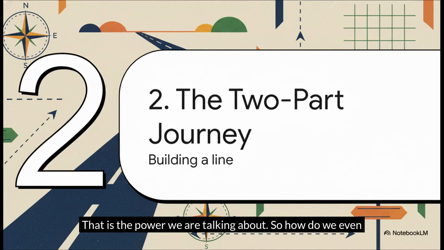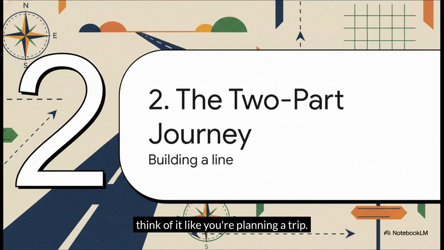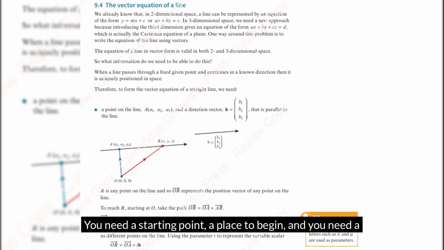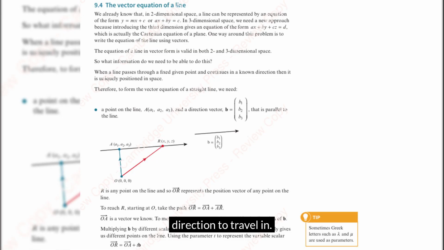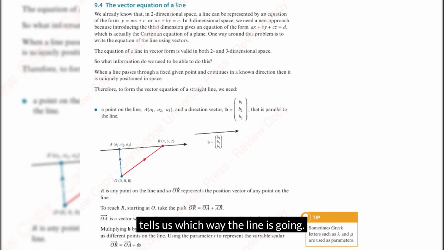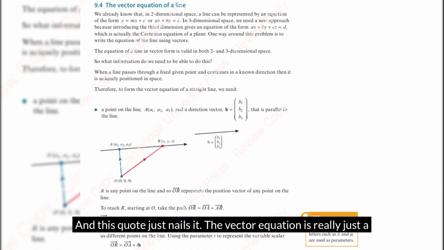So how do we even build this thing? Well, the absolute best way to get your head around it is to think of it like you're planning a trip. I mean, think about it. If you're giving directions, you need two things, right? You need a starting point, a place to begin, and you need a direction to travel in. It is exactly the same for a line in space. We need a known point on the line, and we need a vector that tells us which way the line is going.